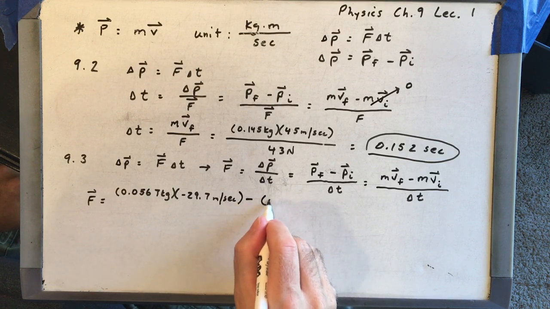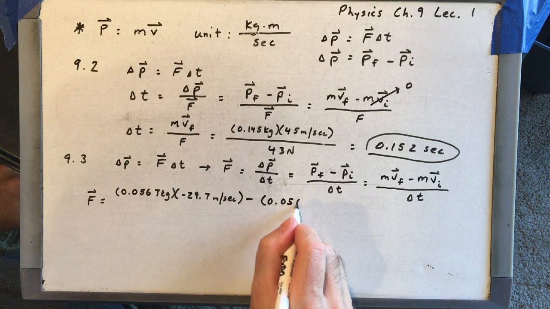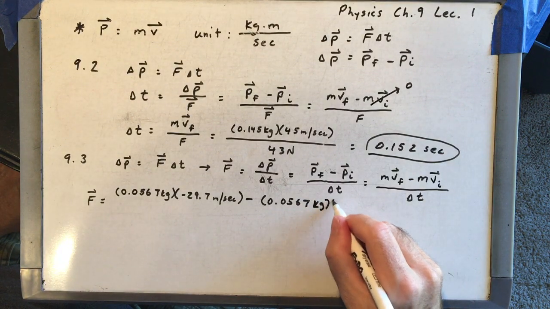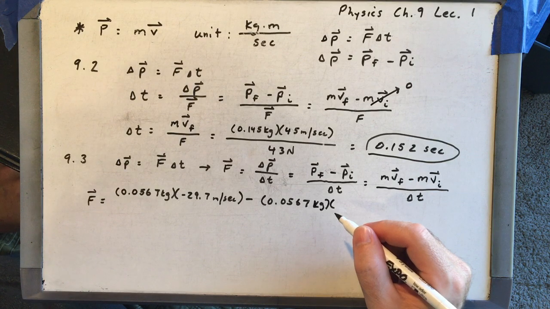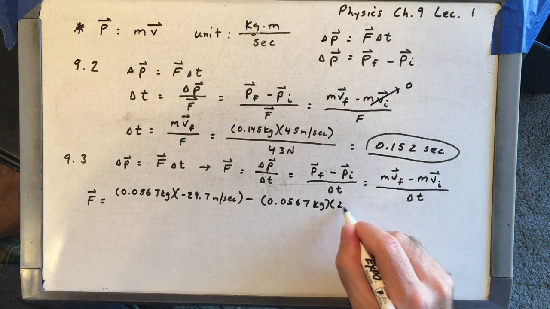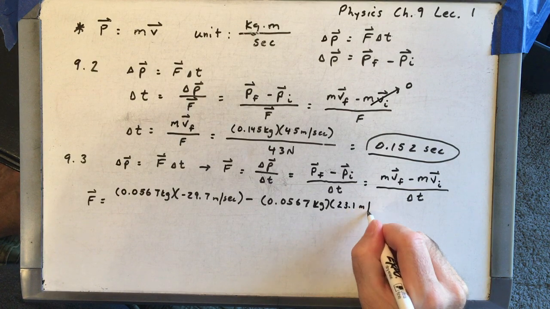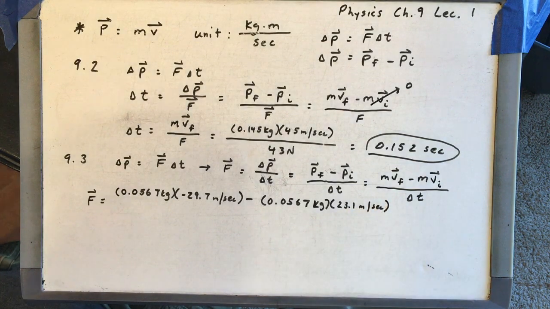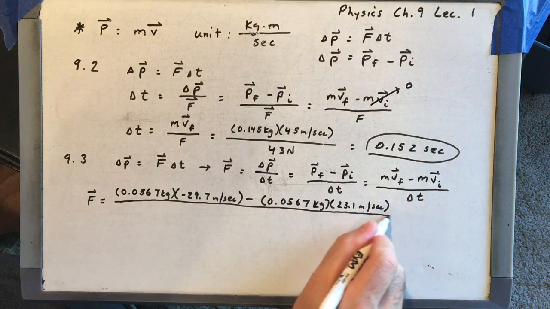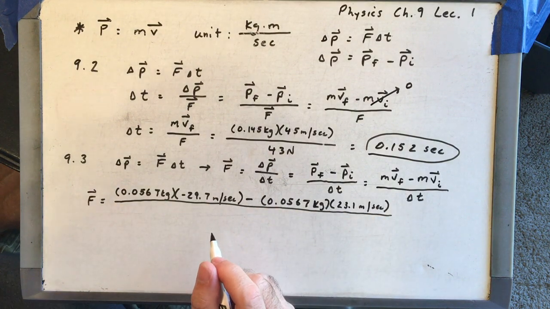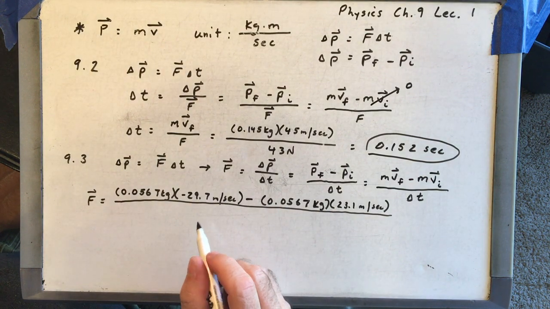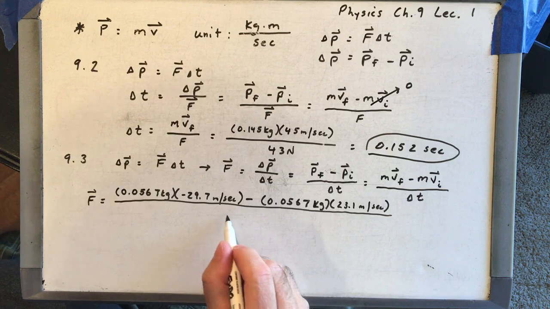Then we have 0.0567 again. The initial velocity is 23.1 meters a second. Ooh, that makes for a big numerator, doesn't it? All over, you could do these separately if you want and then put the numbers in the formula. And that's all over 0.21 seconds.